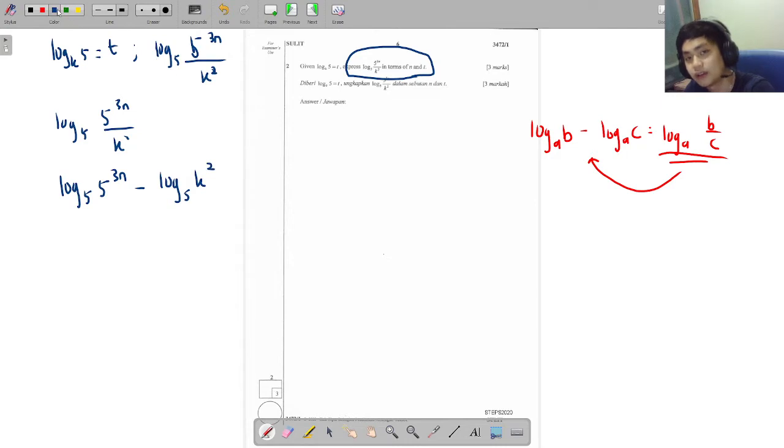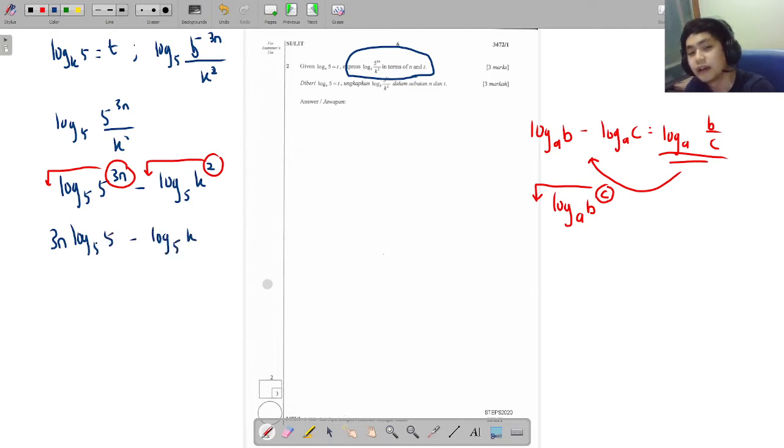And again, we have another log law to apply. Log a to the power of b: if there's a power on the term next to the log, we can push the power to the front. So I'm going to move the powers to the front here. So it will be 3n log 5 minus log 5k. And from here, another log law to use. We know that if your base and this number are the same, the value is 1. Another log law to use here.